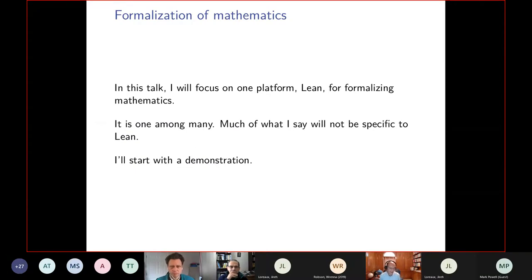So, as with this conference, I'll focus on Lean in this presentation. I want to emphasize that there are other proof assistants out there, and they're all very good. And a lot of what we're saying here is not specific to Lean. And what I want to do is start with a quick Lean demonstration.